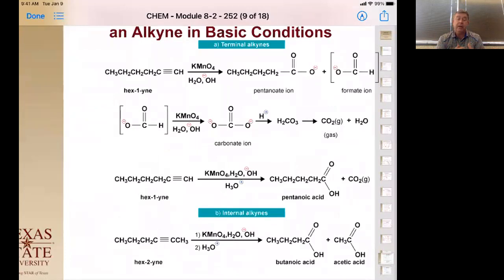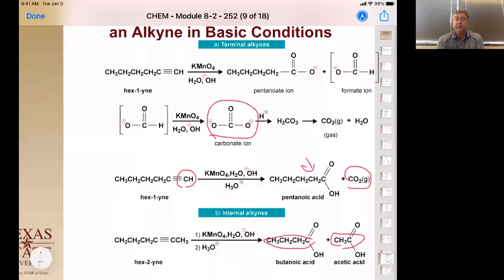If it's an internal alkyne, you end up with 2 different carboxylic acids. If it's a terminal alkyne, you're going to end up with CO2 and 1 carboxylic acid. This will break down into carboxylate ion, which breaks down to CO2. So you only have 1 product with this. If you have a symmetrical alkyne, you'll only end up with 1 product too, but an unsymmetrical internal alkyne gives you 2 different carboxylic acids, using that same mechanism we did with the alkenes.